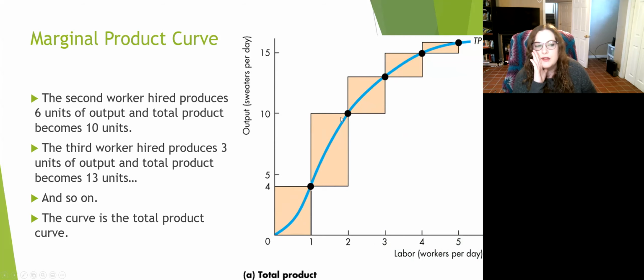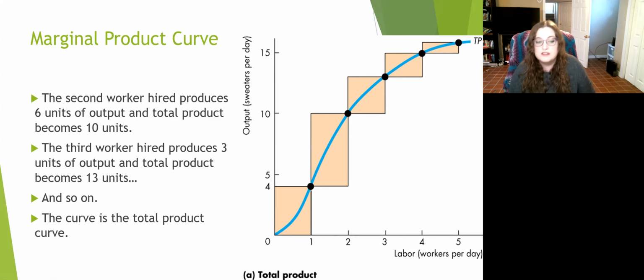So this is 6. Remember that their average product right now would be that 10 divided by 2 workers. So their average product would only be 5, but the marginal product of the second worker is 6, the extra amount of output. Okay, then their third worker, they have an additional 3 sweaters. Their fourth worker, an additional 2 sweaters. Their fifth worker, an additional 1 sweater. Notice that the marginal product gets smaller and smaller the more people that we add.